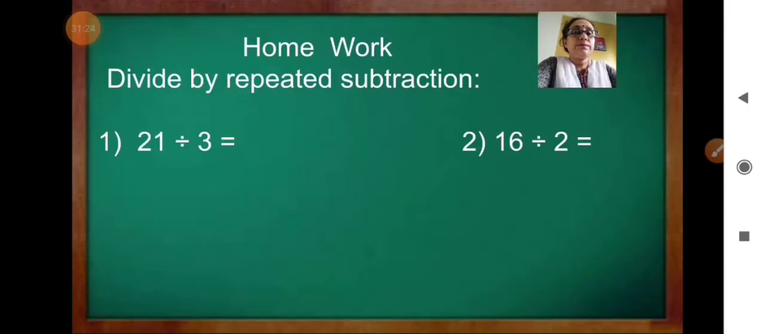Now, homework. Divide by repeated subtraction. First question, 21 divided by 3 equal to, so write the quotient and then go on. Then do the subtraction, repeated subtraction. First step, what you will write? 21 minus 3. After that, you will continue. And question 2, 16 divided by 2. Say the tables of 2. Write the correct quotient and do the repeated subtraction. Okay, children? Thank you.